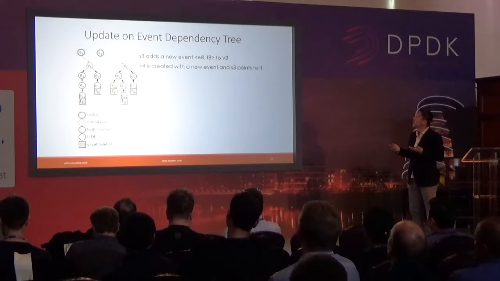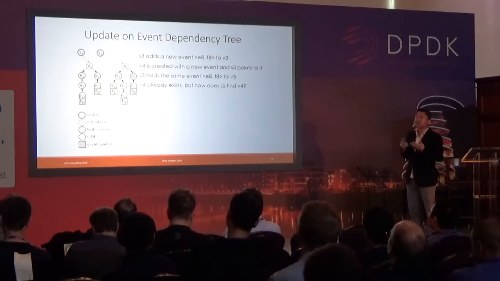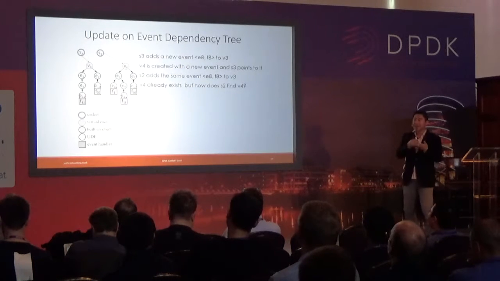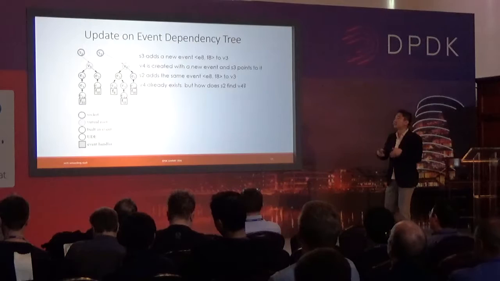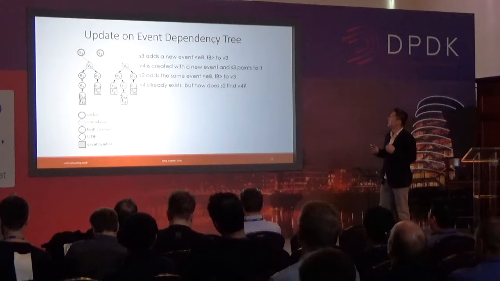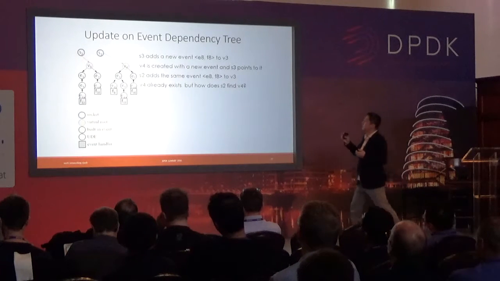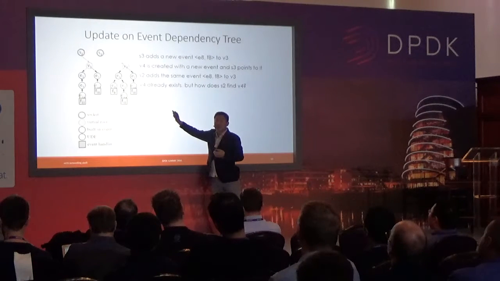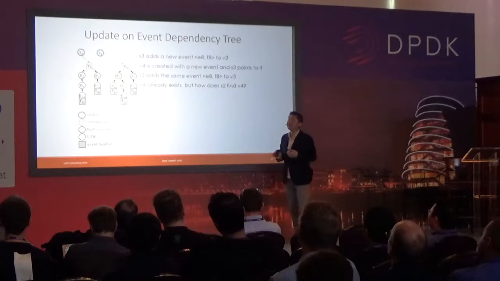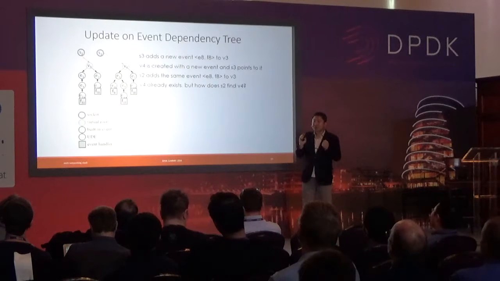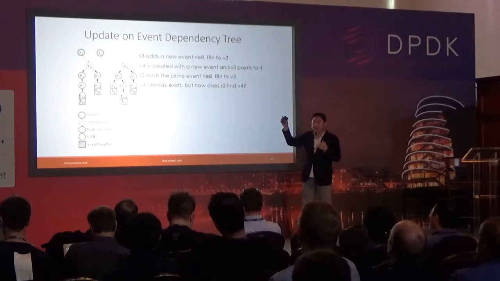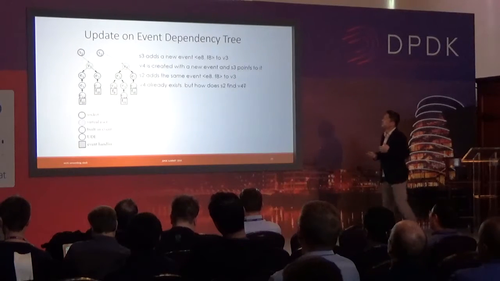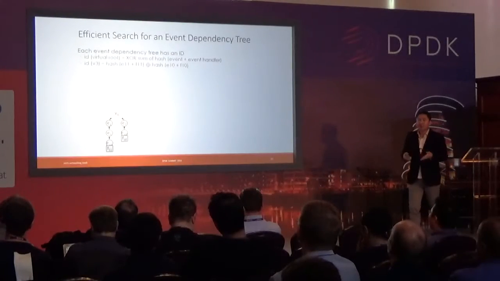But what if S2 wants to do the same thing? It hits the same event and then tries to add a new event. But if you think about it, this V4 already exists. The same set of events already exists. The problem is, how does S2 actually find that the same tree is already there? So we solve this problem by using an identification scheme.